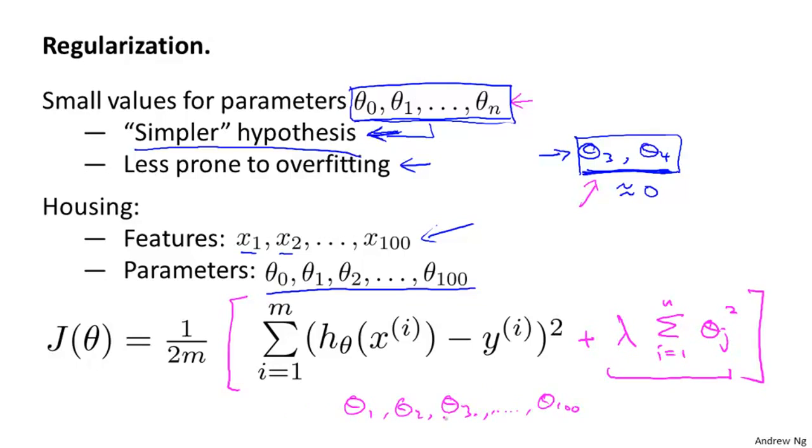By the way, by convention, the summation here starts from 1, so I'm not actually going to penalize theta 0 being large. That's a convention that the sum is from i equals 1 through n rather than i equals 0 through n. But in practice, whether you include theta 0 or not makes very little difference to results. By convention, usually we regularize only theta 1 through theta n.